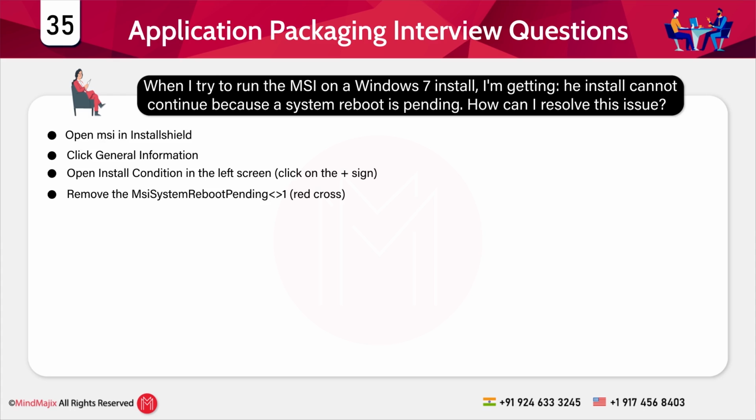What we have to do is open the MSI in InstallShield. We click General Information, and there we will have an install condition, which is also called a launch condition. We will see that a few launch conditions are defined. For the reboot, it is MsiSystemRebootPending, so we have to remove that. If we click on the plus sign, it will show all the launch conditions. We click the particular launch condition we want to delete, click on the cross sign, and it will delete it. In this way we can keep the application from getting rebooted.